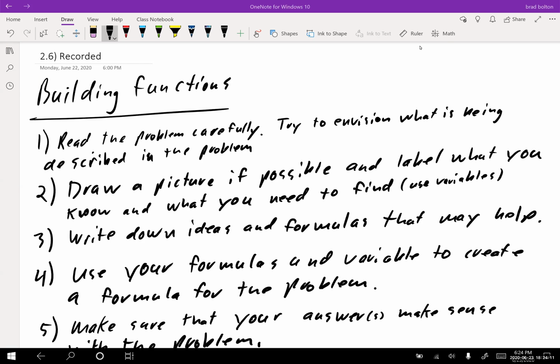Okay, guys, so 2.6 is everybody's favorite section. It's based on word problems, so I'll probably do about 2 word problems with you guys, and then if you have trouble in the homework, we can go over some of those as well.